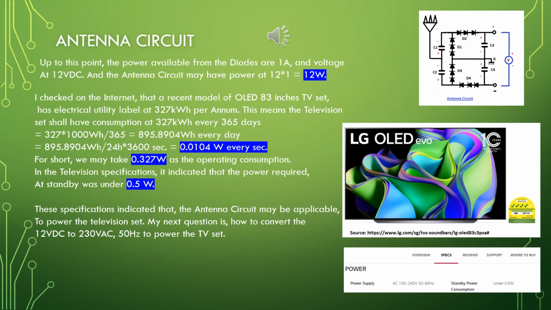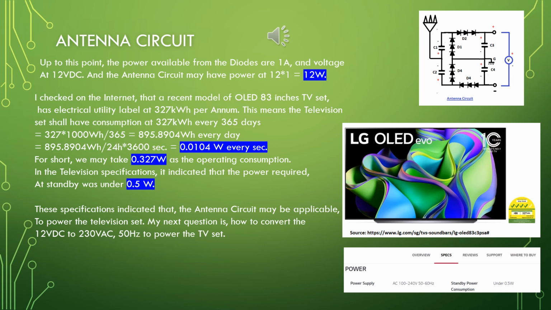Up to this point, the power available from the diode are 1 ampere and voltage at 12 volt DC, and the antenna circuit may have power at 12 times 1 equal to 12 watts.